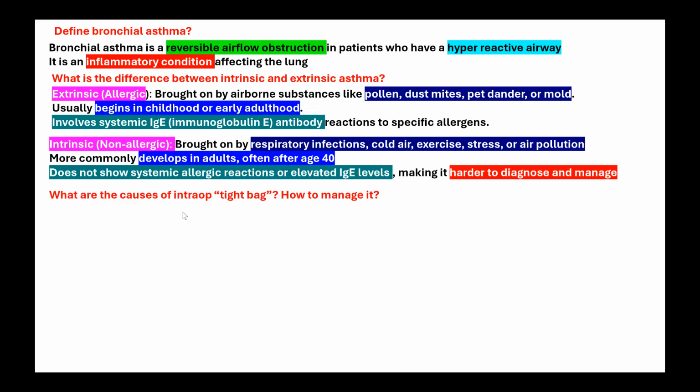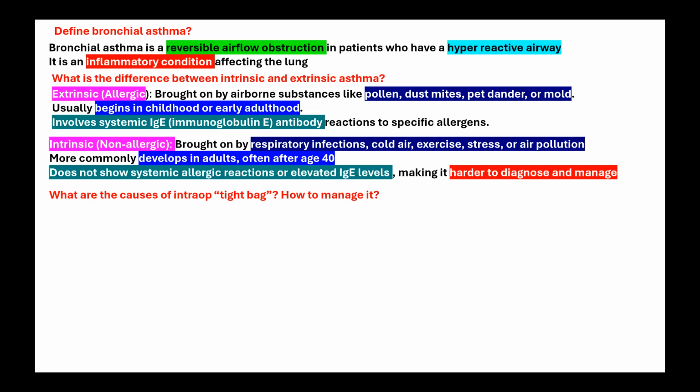What are the causes of intraoperative tight bag? How do you manage it? Supposing you are anesthetizing an asthmatic patient for lap cholecystectomy, and as soon as you have intubated, the bag is very tense and tight, you are not able to squeeze the bag before you switch on to the ventilator. And patient is starting to desaturate. This is called the tight bag situation. So how to manage that?